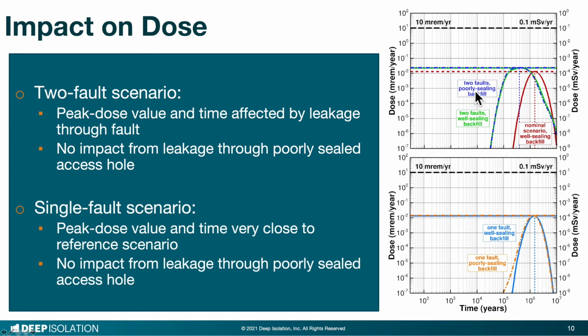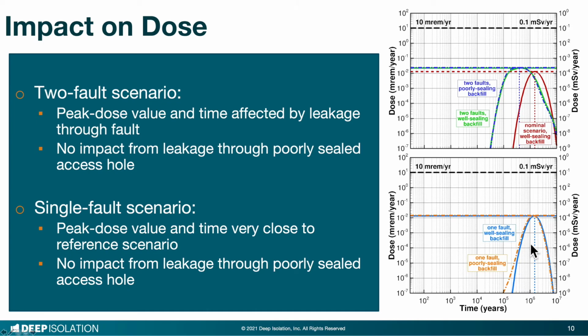The same conclusion can be drawn for the single fault scenario. Recall that the single fault case was designed to maximize the negative effects of a poor borehole seal. The light blue curve is for a well-designed, well-sealed borehole. It is very close to the red curve of the nominal scenario. Even the presence of a fault that intersects the repository is barely visible, because the fault terminates within the host rock and therefore does not form a preferential flow path.